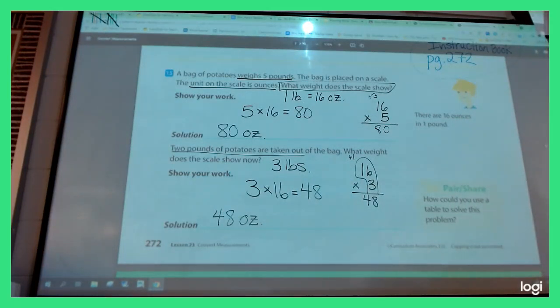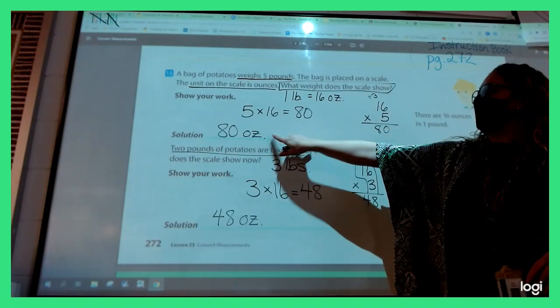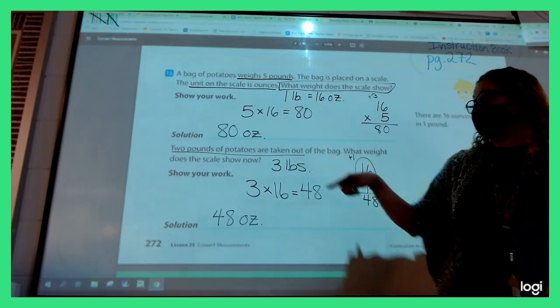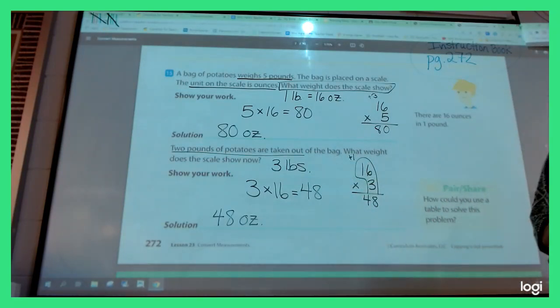All right, and you know what? I just thought of another way we could have done this problem. Did anyone else think of a different way to do it? Noah? You do 16 plus 16, because 2 pounds is 16 plus 16. 32, and 32 subtracted from 80 would get your answer, which is 48. Okay, yeah, we could have said, well, we had 80 ounces. I took out 2 groups of 16. So I could have added 16 and 16 and subtracted from 80. So with these problems, there are lots of ways to do it, okay?